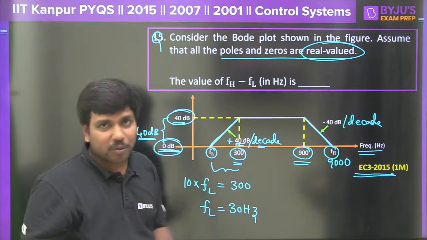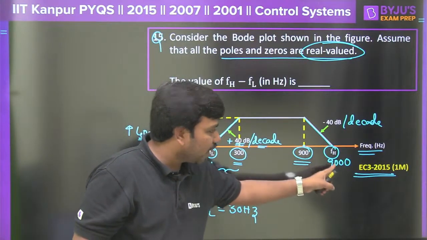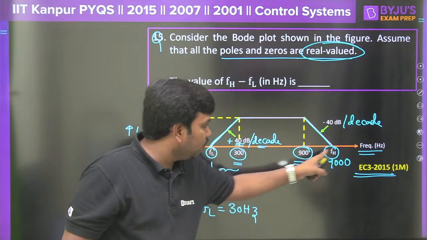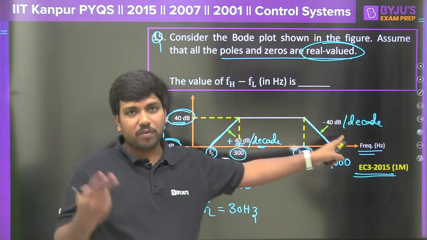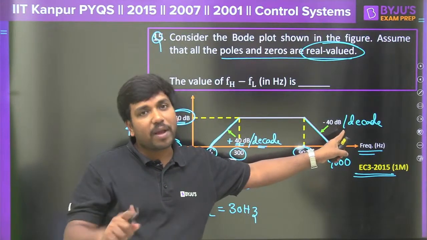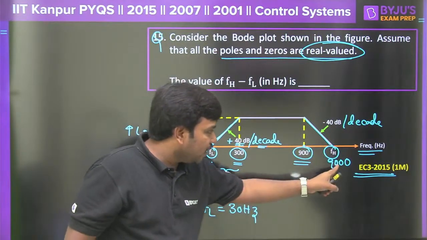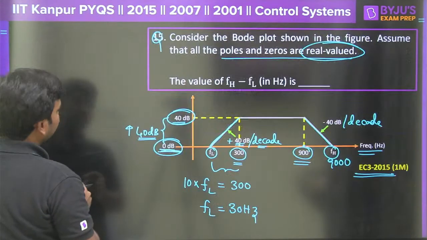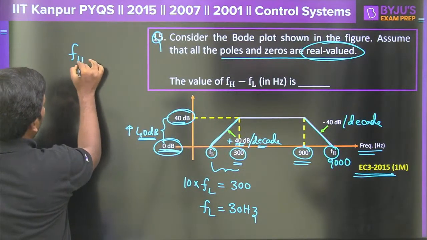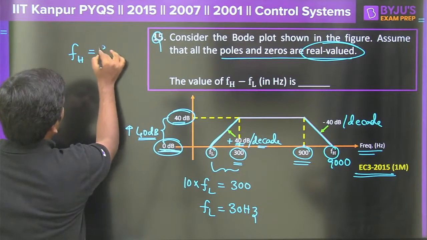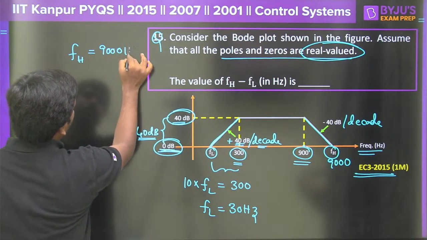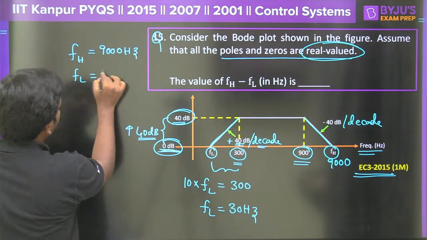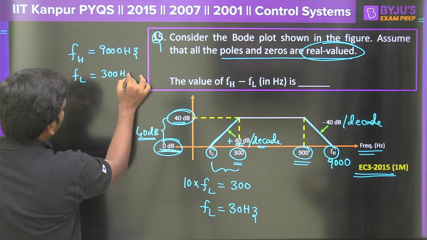So good question, isn't it? 900 to 9000 is 1 decade change, and from 40 dB to 0 dB means 40 dB is a loss. Then the slope is matching, minus 40 dB per decade. So it is 9000. Ultimately we got FH is equal to 9000 Hz, right? And FL is equal to 300 Hz here.